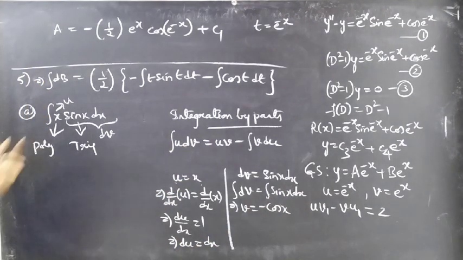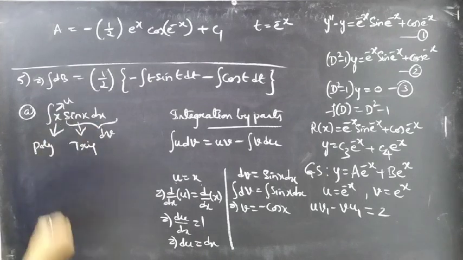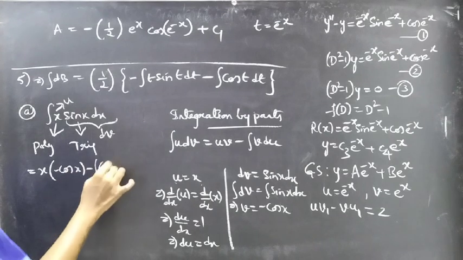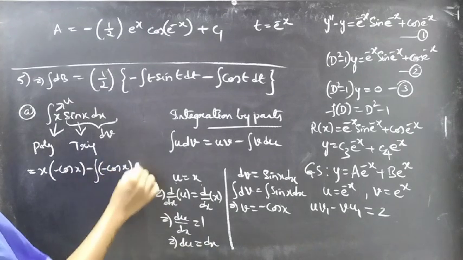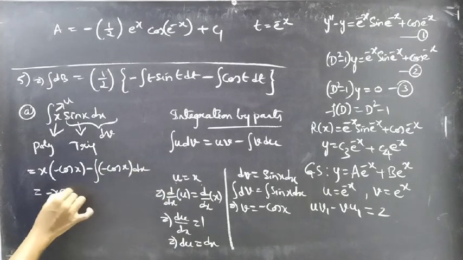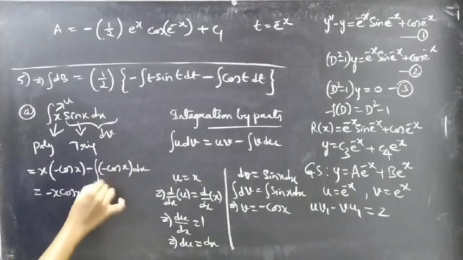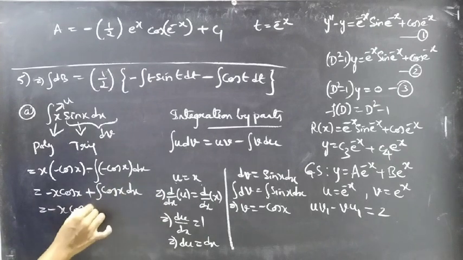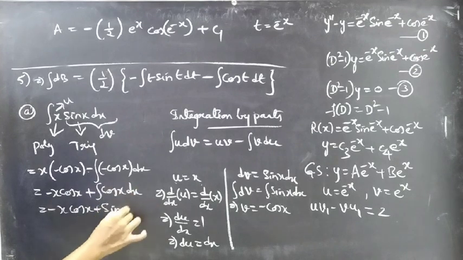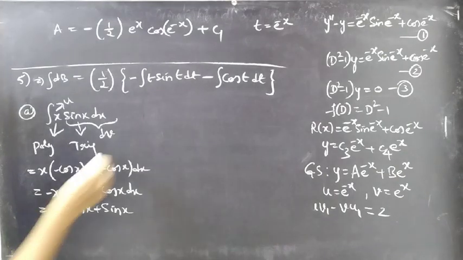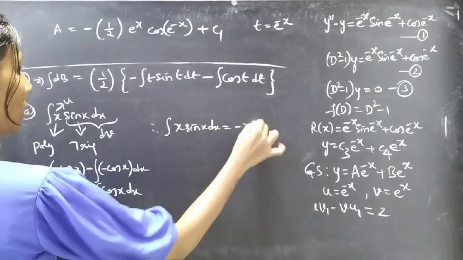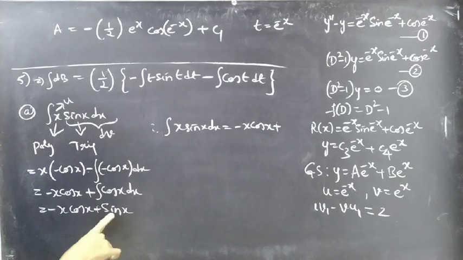Now apply the formula: integral u dv equals uv minus integral v du. This gives us minus x cos x minus into minus, plus integral cos x dx, which gives us minus x cos x plus integral cos x dx, which is sine x. Therefore, integral x sine x dx is minus x cos x plus sine x.